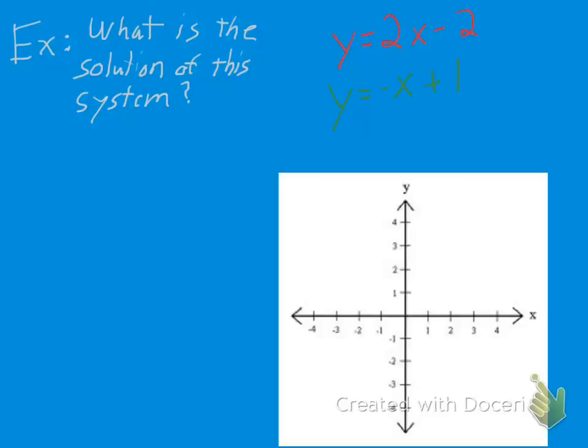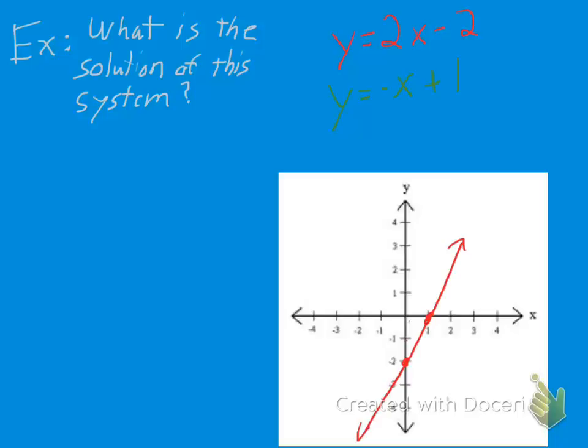We start by plotting the y-intercept, which we identify as negative 2. Then we apply the slope to that point. Our slope is a positive 2, so we're going to go up 2 and to the right 1. Now that we have 2 points, we can draw a line through those 2 points.